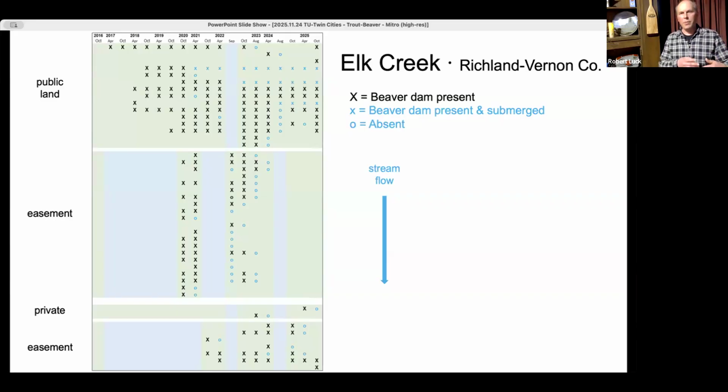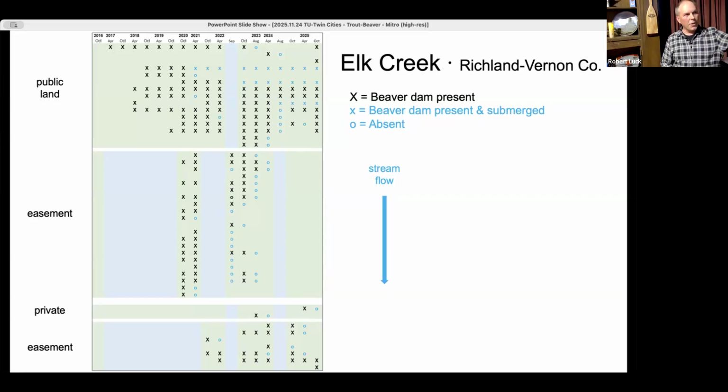And very quickly, they started proliferating up and down the stream, to the point where we're just seeing many, many dams up and down. Over time, a new dam might come in, flood an old dam, and the other dam becomes submerged. Those are shown in those blue X's.